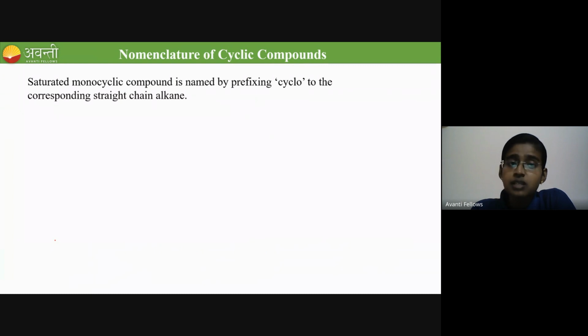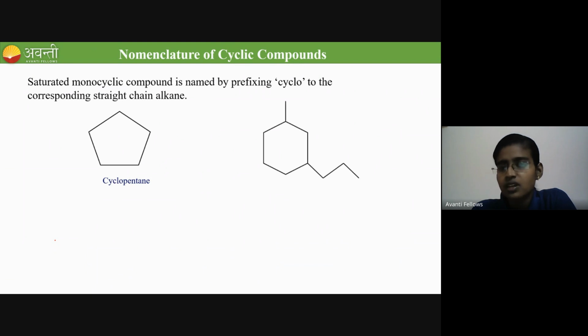The saturated monocyclic compound is named by prefixing the cyclo, as we already know. Here you can see there are 5 carbons, so it is called cyclopentane. And what is the name of the ring present here? It is cyclohexane. But to the cyclohexane, 2 alkyl groups are attached. What is the name of this alkyl group? It is a 1 carbon containing alkyl group, so it is methyl. And in this alkyl group, there are 3 carbons, right? So this particular alkyl group is called propyl. This is methyl and this is propyl.